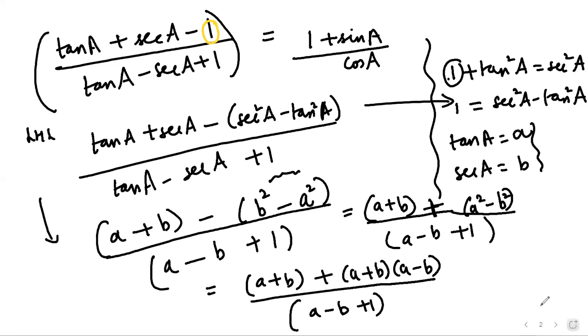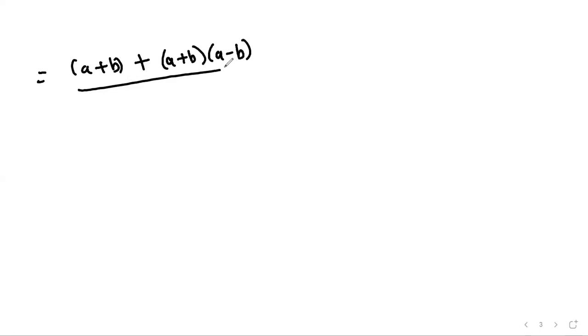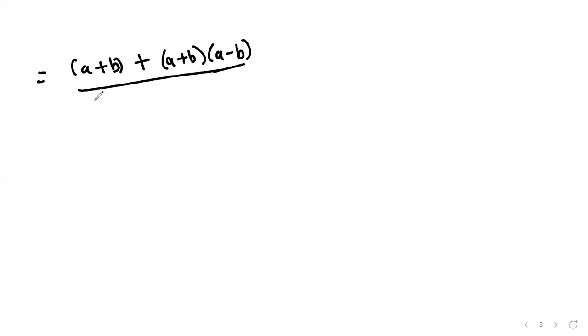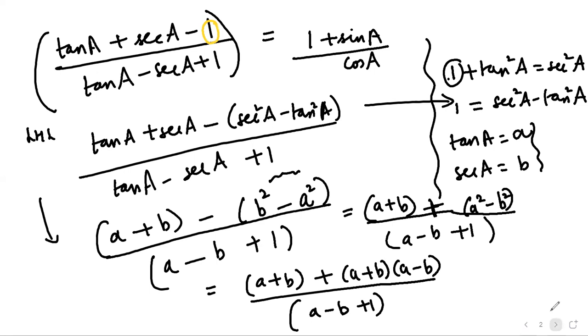So what will that be? a plus b plus, what was it? a plus b into a minus b. And it was a minus b plus 1, isn't it? Denominator, a minus b plus 1. Remember, at the back end, we need to back substitute. Small a is tan A, small b is secant A.